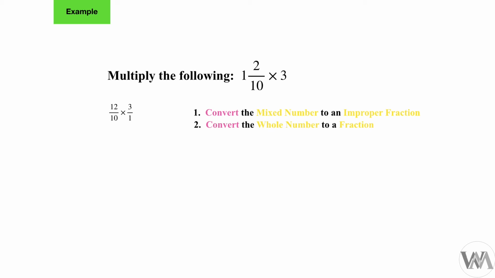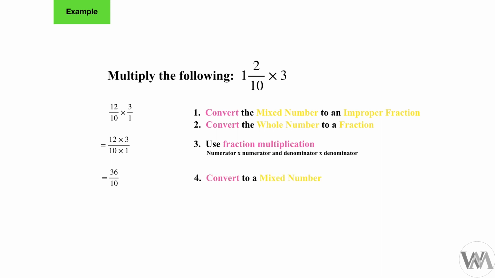And now we're just going to follow the basic steps again. We are going to use our fraction multiplication, numerator times numerator and denominator times denominator. 12 times 3 over 10 times 1. And we are going to get 36 over 10. Our fourth and final step will be to convert this to a mixed number. And we are going to get 3 and 6 over 10 as our final answer.